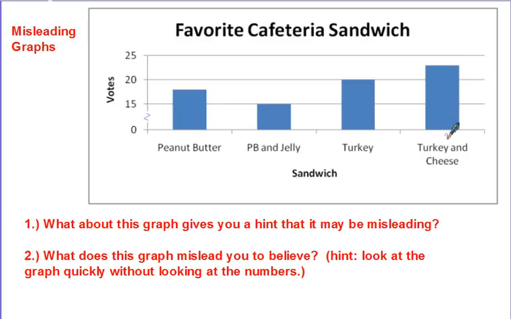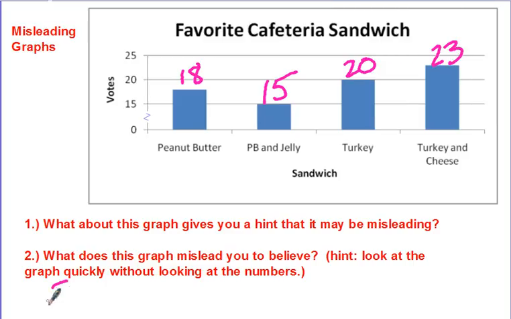But let's look at the actual numbers. Peanut butter had 18 votes. Peanut butter and jelly had 15. That's not much less. Look at turkey. It had 20. But doesn't the graph look like half? And that's just simply not the case. And turkey and cheese had 23.